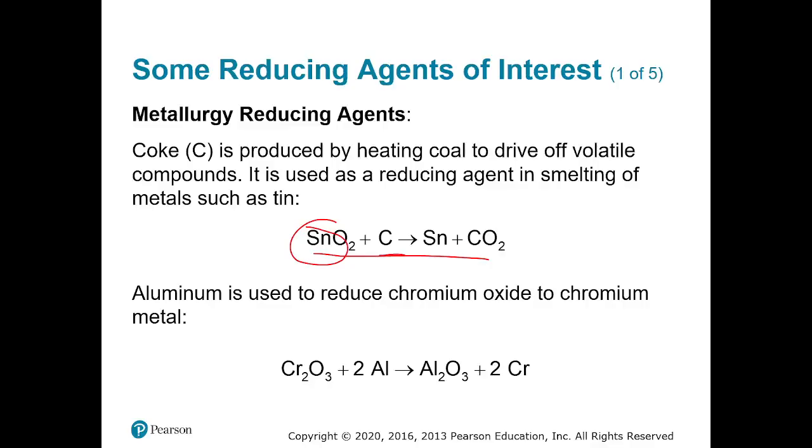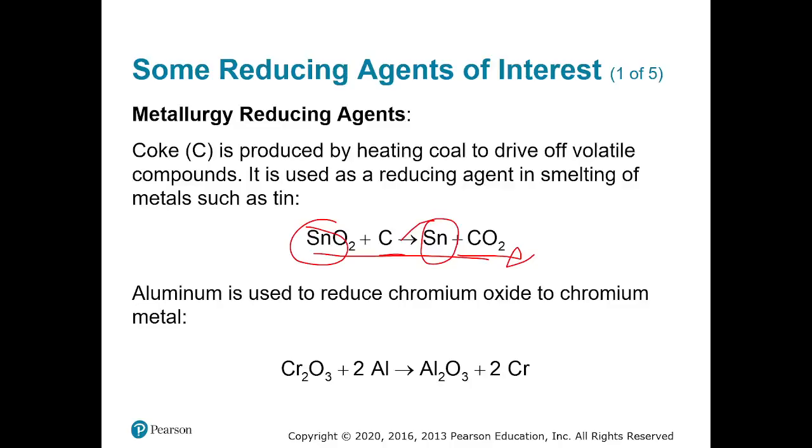So we take it, we heat it with coke. This is going to drive off CO2 and produce tin. Yes, in case you're wondering, smelting metals is a very, very CO2 intensive task and quite energy intensive and expensive as well.